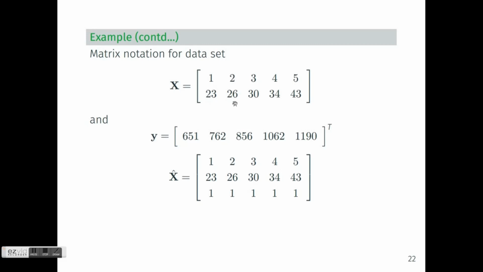Each column is a data vector, and each row represents a particular feature against which we want to do the optimization. Y is your observation vector. So for the first year, you did 23 units of advertisement, and the sales were like 651 units. So forming the matrix X hat, we add a row of ones below the rows of the features, or we add a one as the last element of all data vectors.